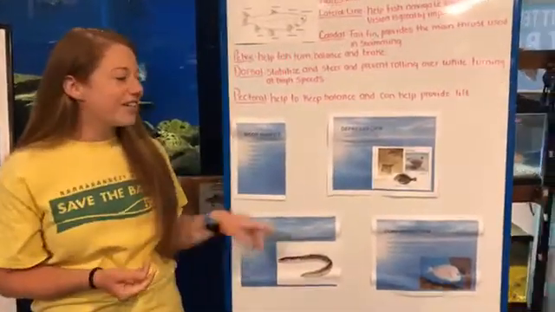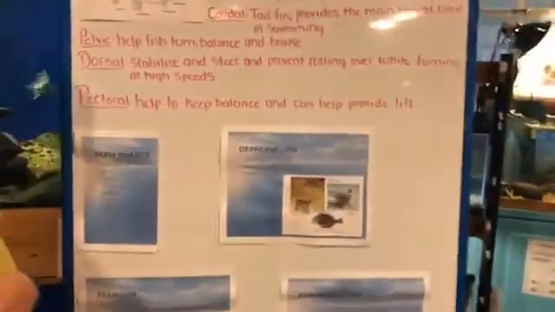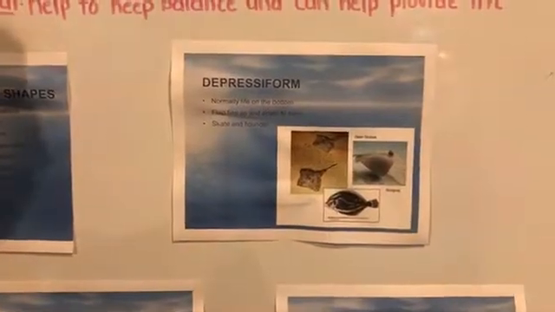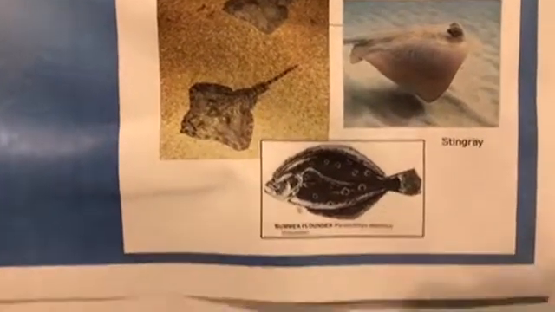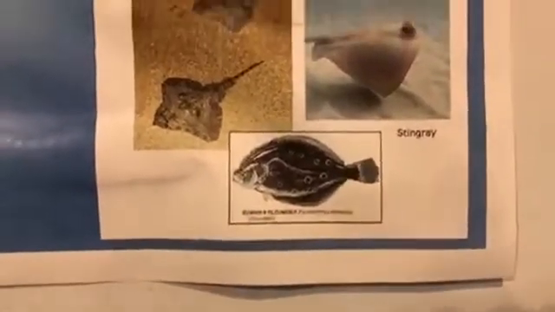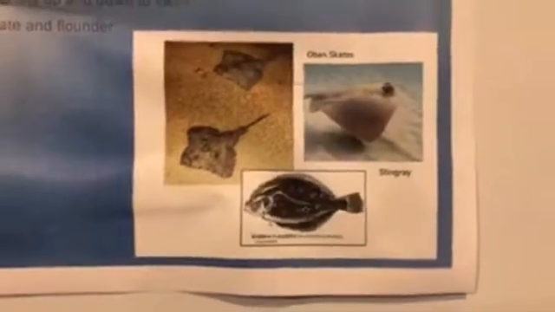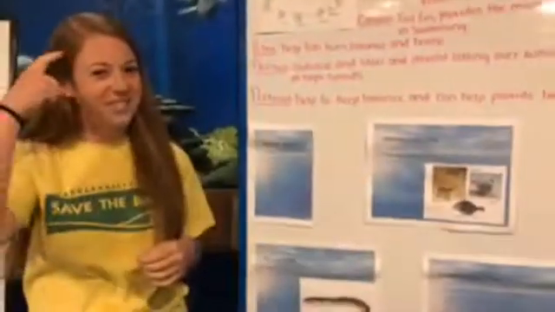The first one we're going to talk about is the depressiform, and this is a fish that normally lives on the bottom of the bay. It would flap its fin up and down to swim, and some good examples of this would be a skate and a flounder.